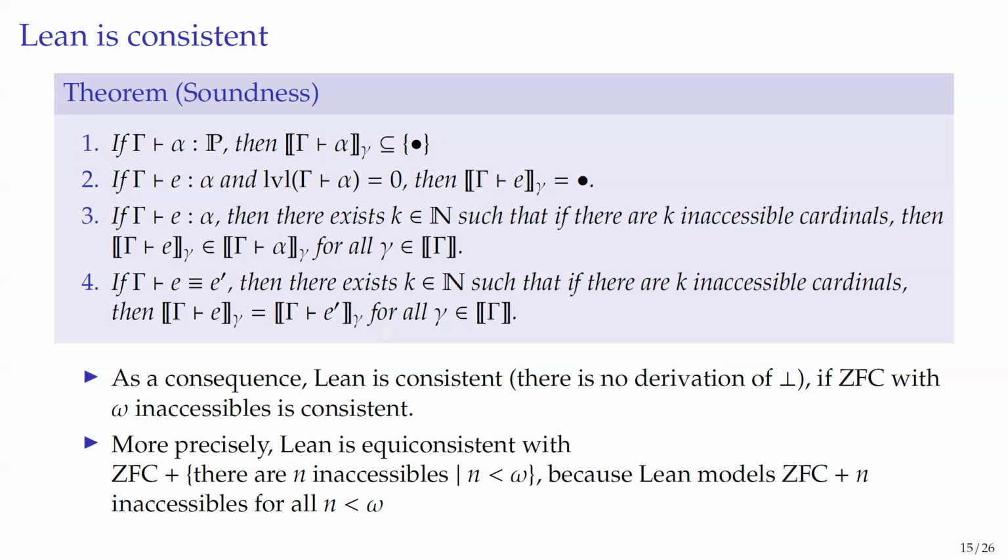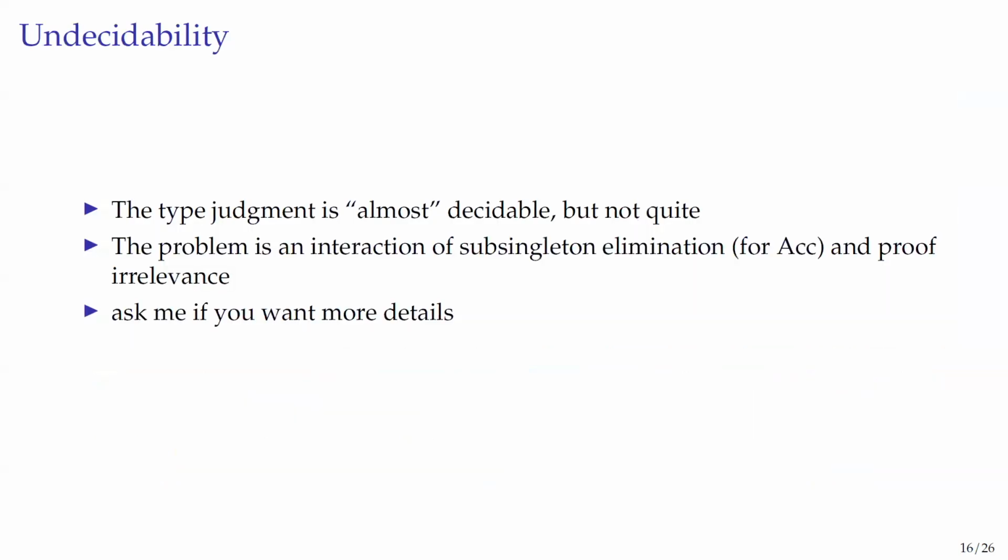So Lean is consistent with this theory, ZFC, with the statement for each n that there are n inaccessibles. So this is an infinite family of axioms. And you can do it the other way around: you can construct a model of ZFC with n universes in Lean. Okay. So there's a combination of things that you can put together, which I won't explain more here, which show the undecidability of the typing judgment. This is an unusual situation which people don't run into, but I should mention it.